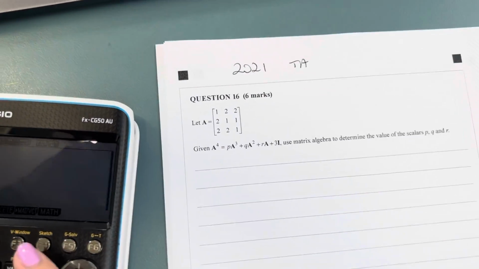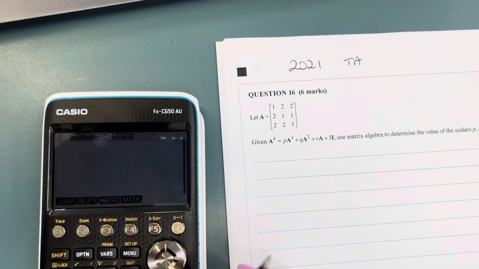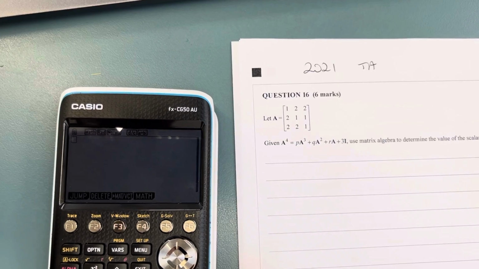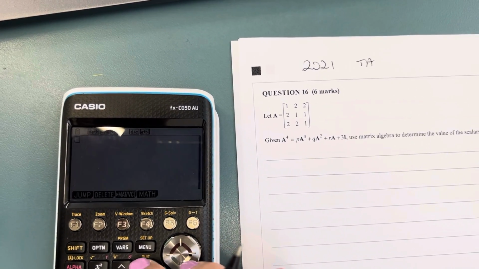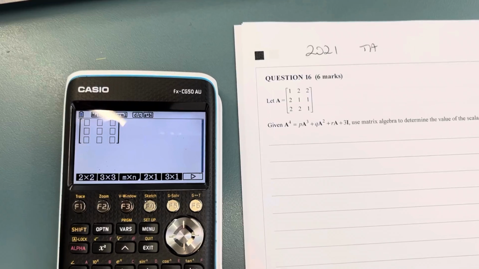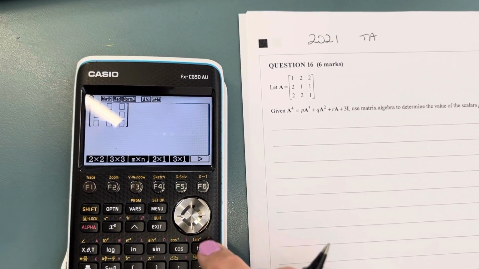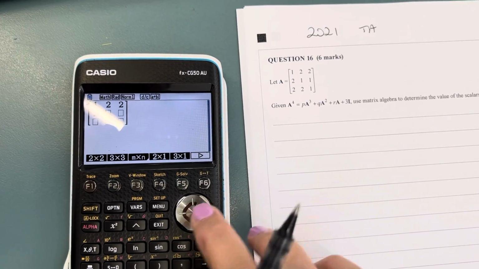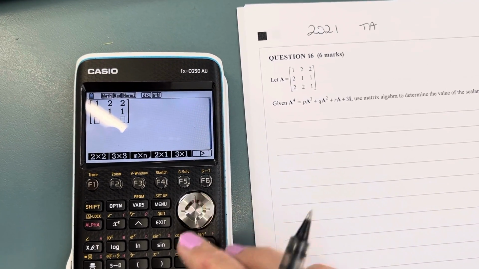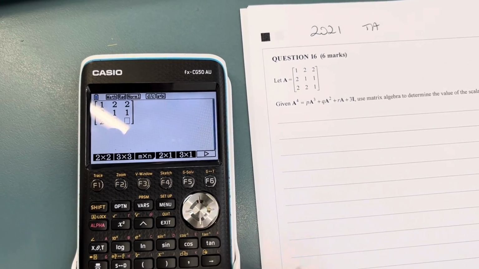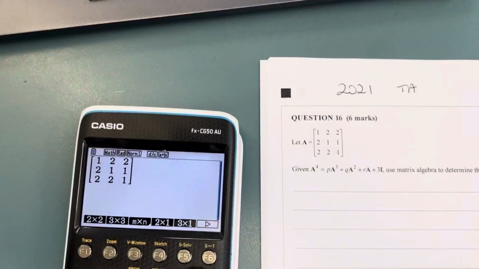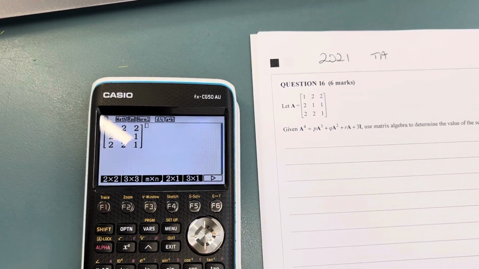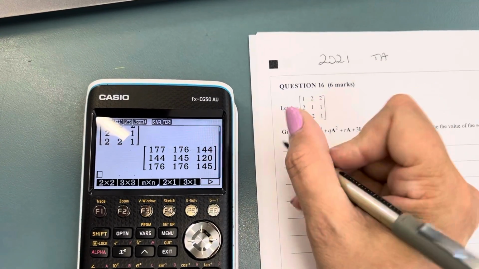Now, on my calculator, I've got to work out A to the 4th, A cubed, A squared. So let me do that. I'm going to go math. I'm just going to do it this way rather than inputting. So we've got 1, 2, 2, 2, 1, 1, 2, 2, 1. Always take a second glance to make sure you've inputted it correctly. Now to the power of 4, that's going to give me, oh, that's big.